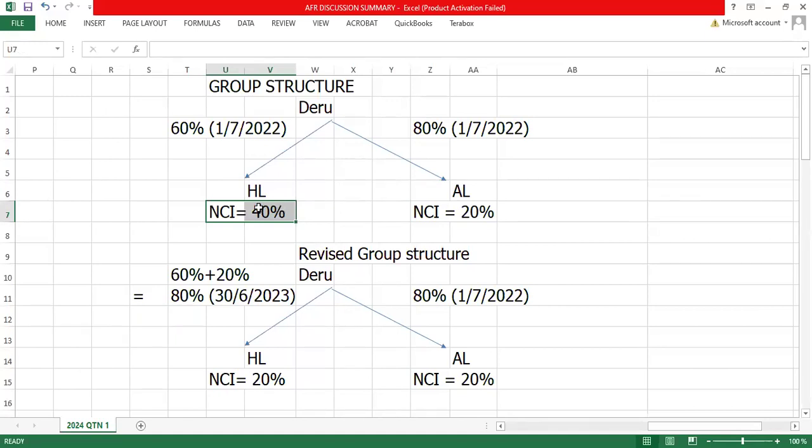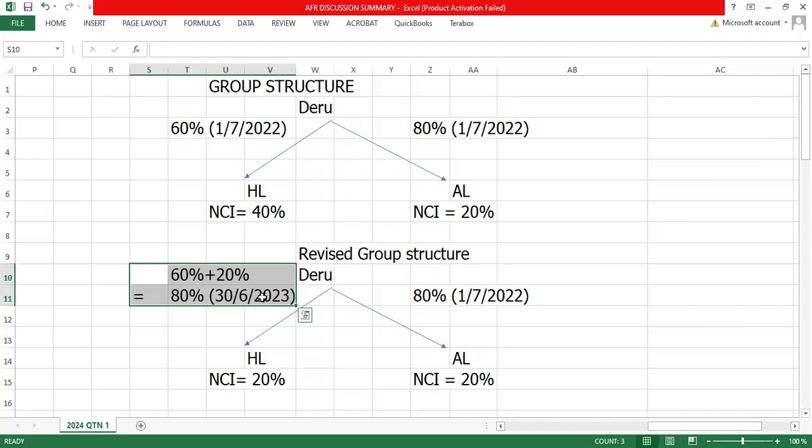Okay, so what does that mean? It means that the income and expenses for the year, you apply the 60% stake. Because you see, this one came at the year end, and those things that happen during the year will not be affected by this stake or by this holding.